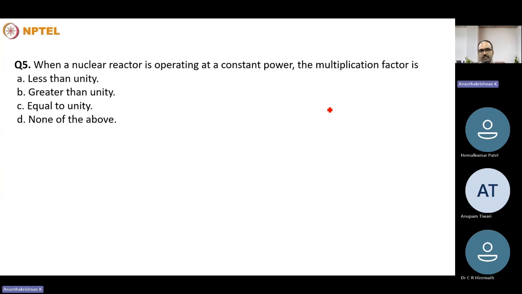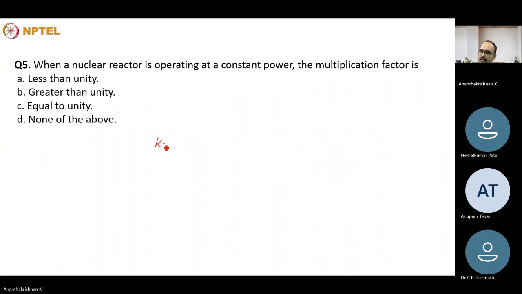Yes, right. The answer is equal to unity. When a nuclear reactor is operating at a constant power, the multiplication factor is less than unity, greater than unity, equal to unity, or none of the above. So the multiplication factor is nothing but the reproduction factor. It's the ratio of the number of neutrons produced in one generation to the neutrons produced in the preceding generation. So as the name suggests, if the number of neutrons produced remains the same in different generations, then the power produced corresponding to the neutron production is also the same. The energy transfer will be the same and the power produced will also be the same.